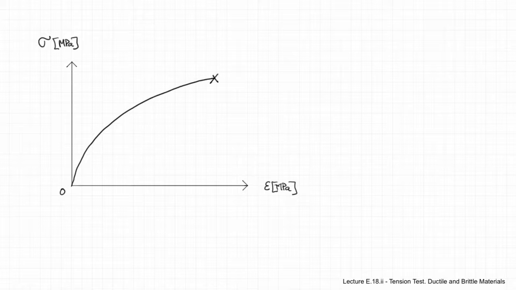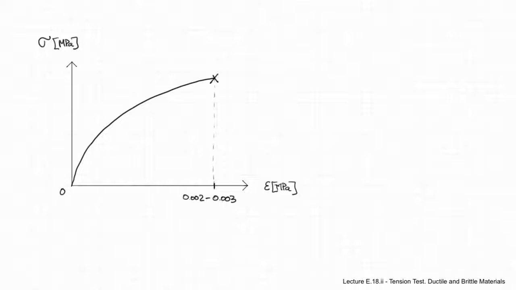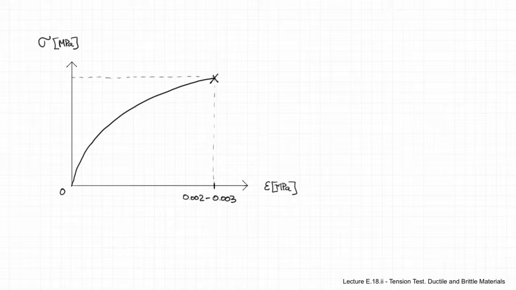Now, other materials might experience a different type of stress-strain relationship, like for example the one that I'm drawing here, in which fracture occurs at very small values of the strain, for example something between 0.2 and 0.3%, and the corresponding stress is called this time just sigma ultimate. There is no real yield stress anymore. The material will fail very quickly.